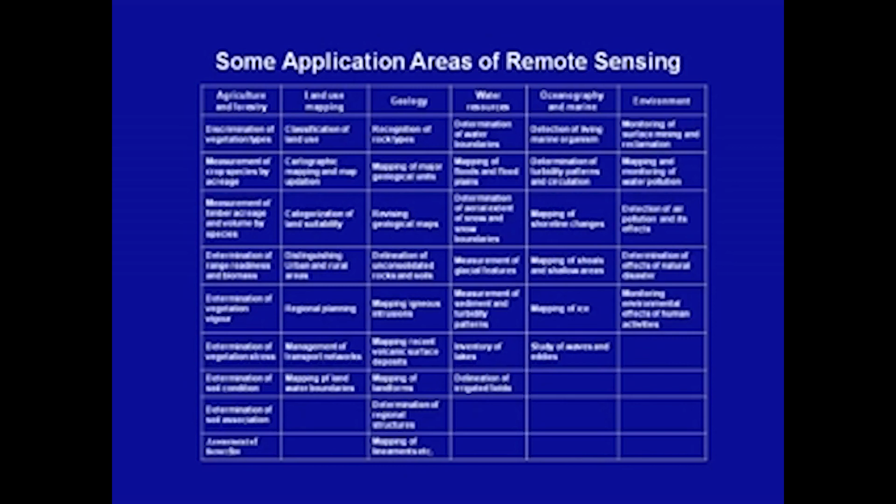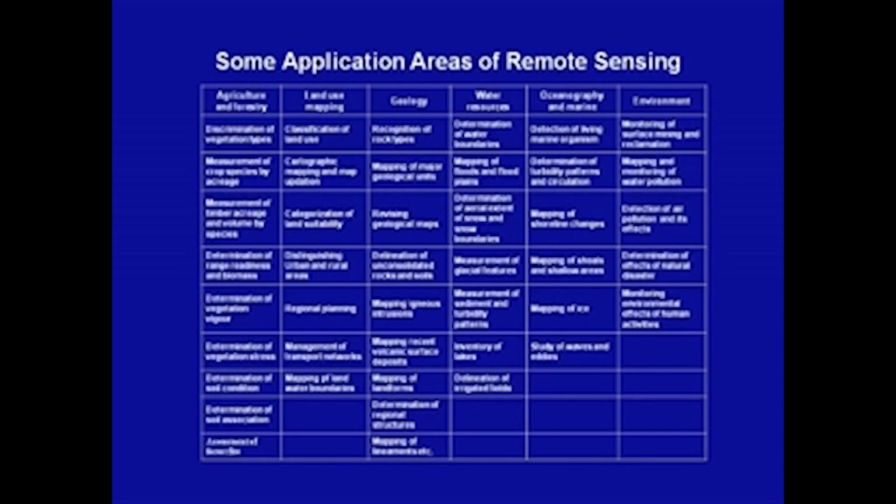mapping of land-water boundaries. In the area of geology, it can be used for recognition of rock types, mapping of major geological units, revising geological maps, delineation of unconsolidated rocks and soils, mapping igneous intrusions, mapping of recent volcanic surface deposits, mapping of landforms, determination of regional structures, mapping of lineaments, etc. In the area of water resources, it can be used for determining the water boundaries, mapping of floods and flood plains, determination of the areal extent of snow and snow boundaries, measurement of glacial features, measurement of sediment and turbidity patterns, inventory of lakes, delineation of irrigated fields.